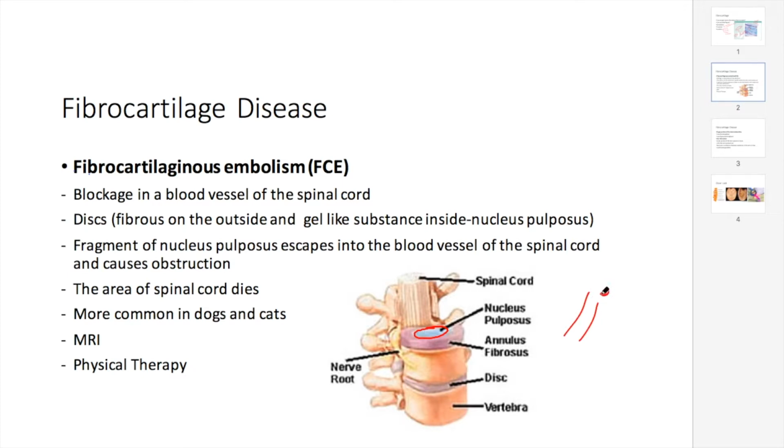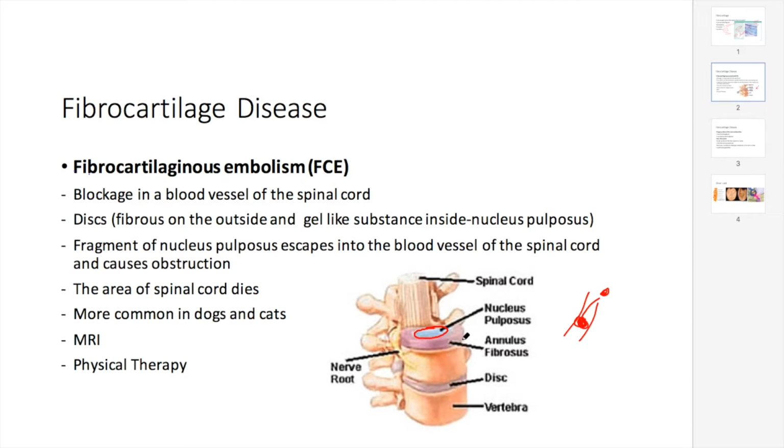For example, this is the nucleus pulposus; it comes here and causes that obstruction. The area of the spinal cord starts dying, and when you look at the MRI, you'll see the blockage and that the spinal cord is dying. You cannot fix it, but you can reduce the effect by doing physical therapy.